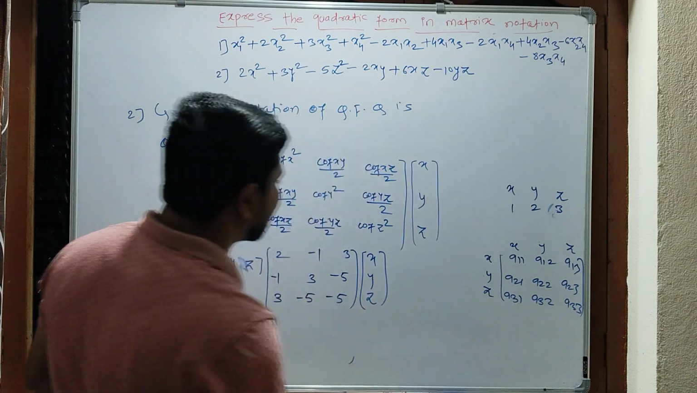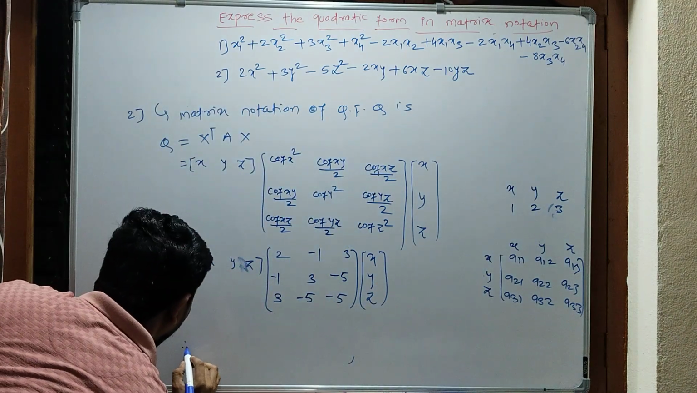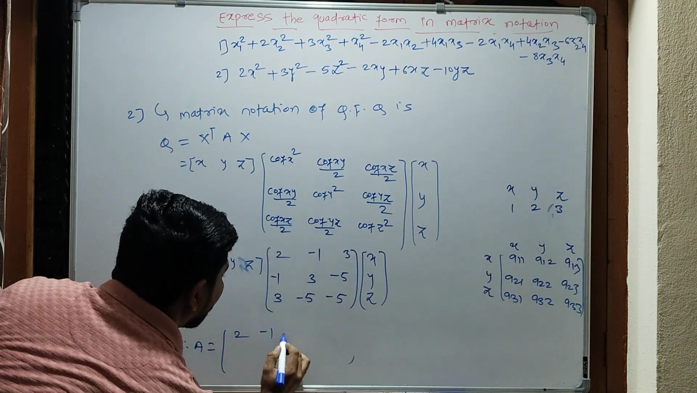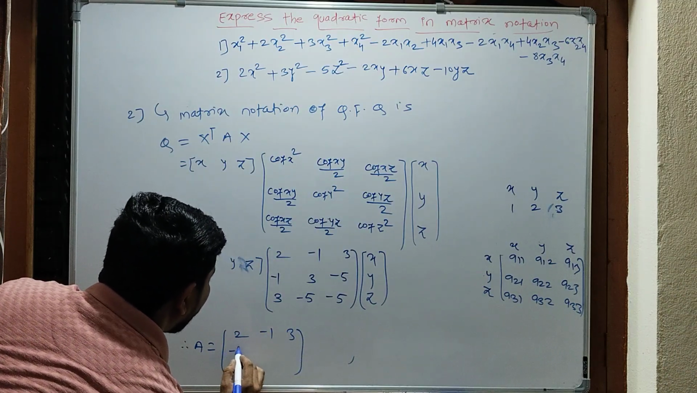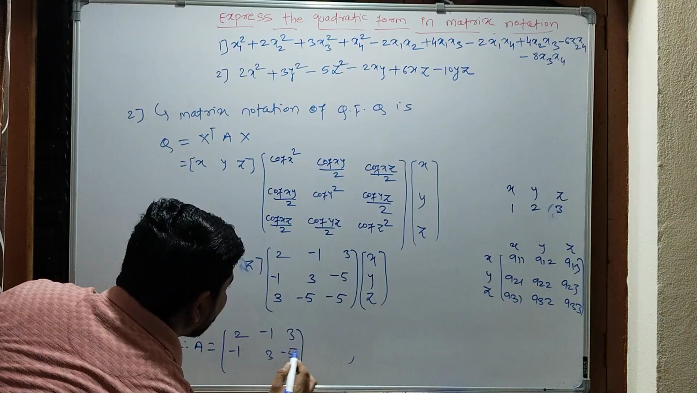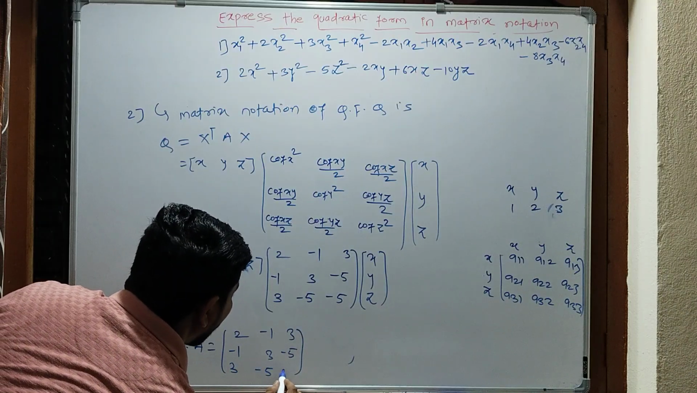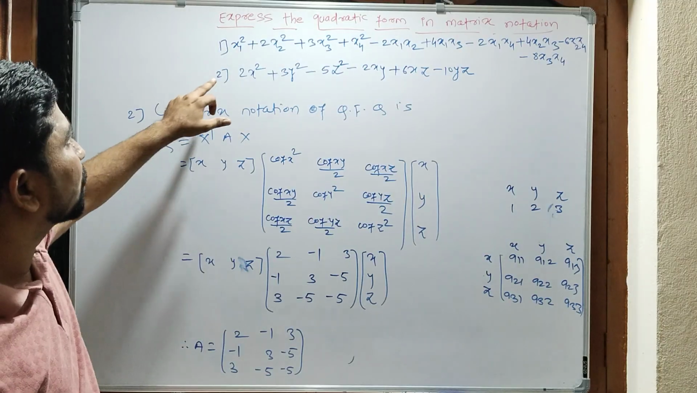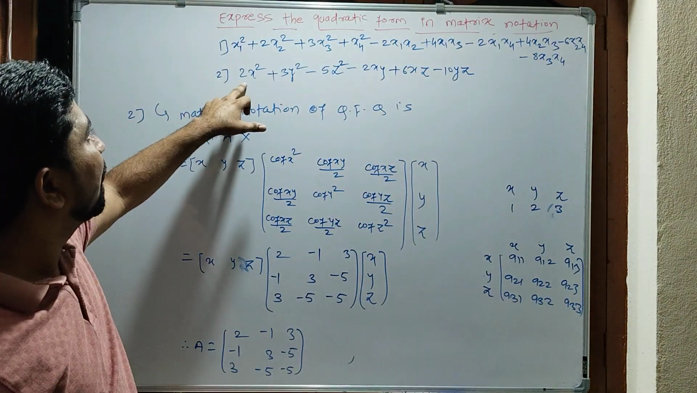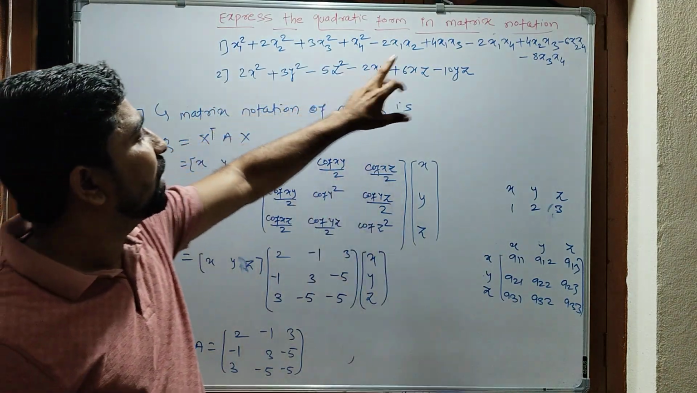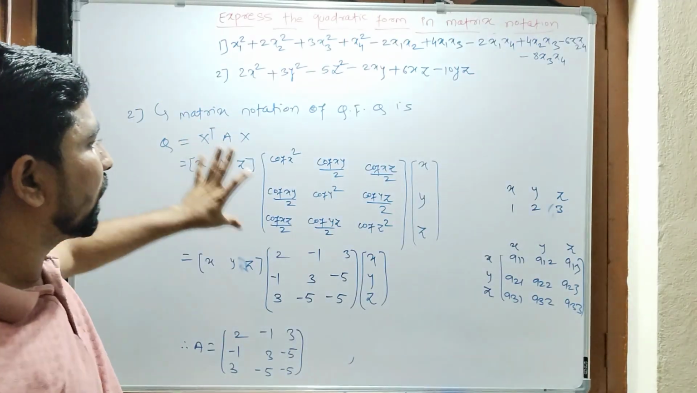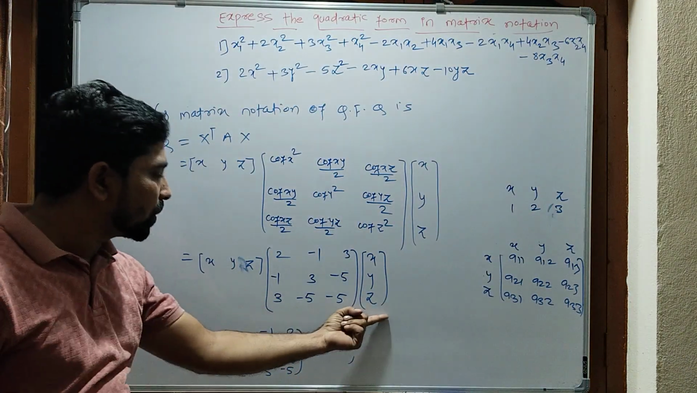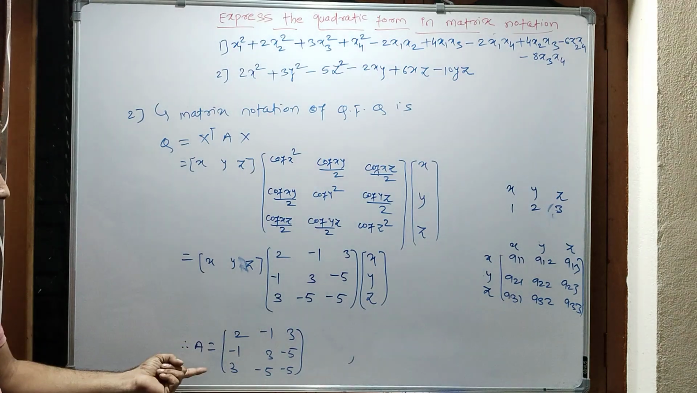So here x y z. Now A is equal to the matrix with rows 2, minus 1, 3; minus 1, 3, minus 5; 3, minus 5, minus 5. This is the matrix corresponding to this quadratic form having unknowns x, y and z. This is the way to write the matrix notation of the quadratic form, where A is this.